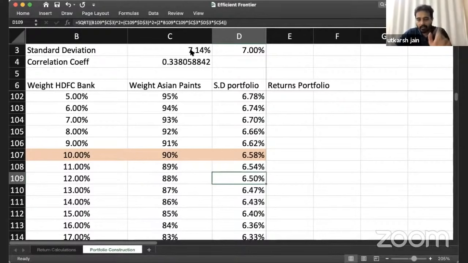And let's do the last part of it. So let's sing the song. 2 into 0.1 into 0.9 into 0.0714 into 0.07 into 0.3380 equal to STO3.